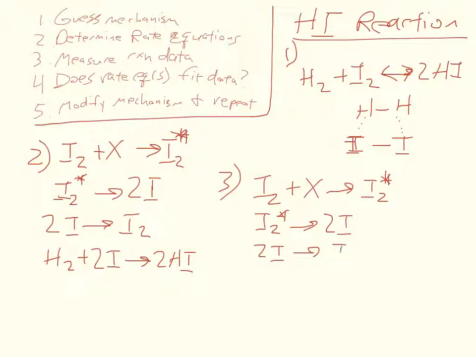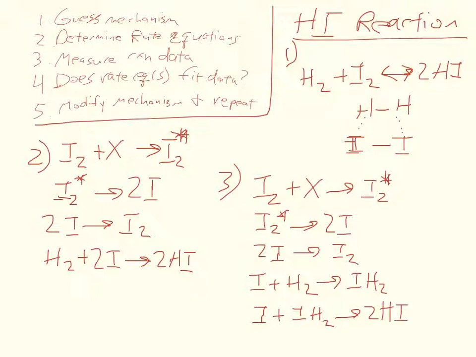Side reaction here of basically the reverse of iodine, molecular iodine breaking apart. In this case, we have one iodine atom interacting with a hydrogen molecule. And then finally, atomic iodine interacting with this IH2 species to form our HI atoms.